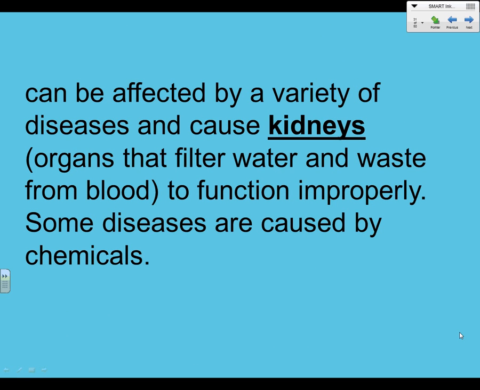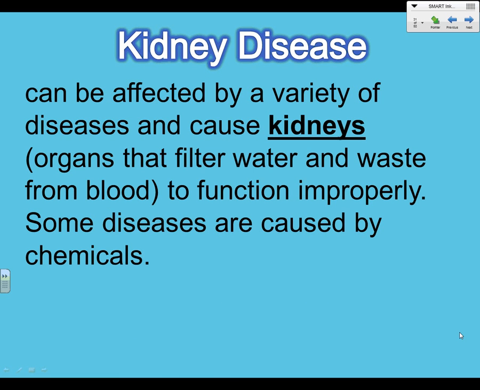The next disease is one that can be affected by a variety of diseases, and it causes the kidneys to function improperly, and it can be caused by exposure to chemicals. Your kidney is the organ that filters out waste and water from the blood, so this is what filters for you to be able to pee, and this will be considered kidney disease. One where your kidneys fail, or aren't doing what they're supposed to be doing.